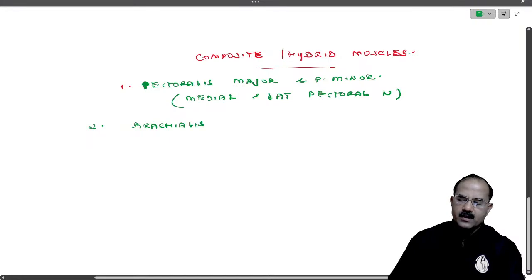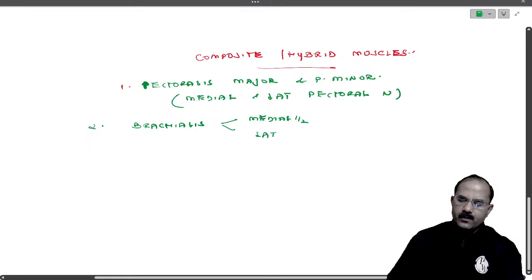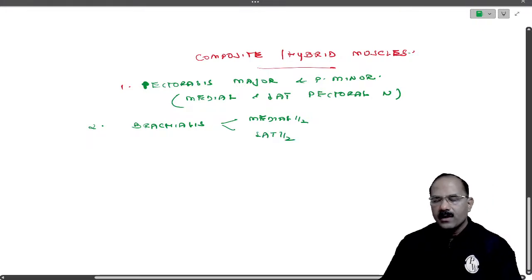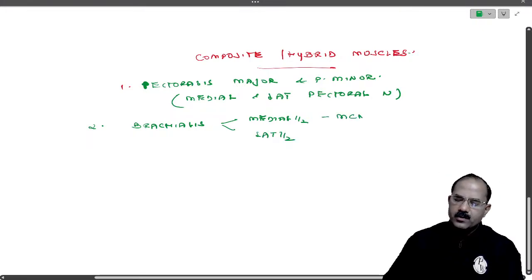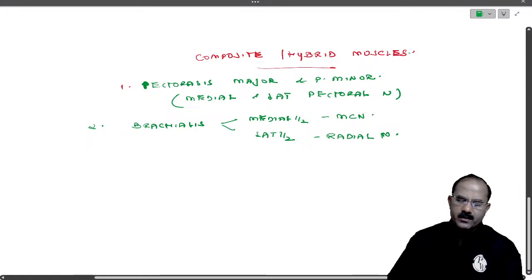Brachialis. Let us go in a sequence. Brachialis का medial half, lateral half. So the medial half of brachialis is supplied by the musculocutaneous nerve. The lateral half of brachialis is supplied by the radial nerve. Medial half is musculocutaneous nerve, lateral half is radial nerve.